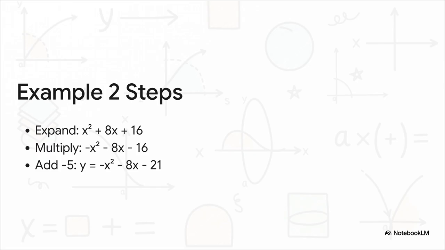Lastly, we add the negative 5 at the end. Negative 16 minus 5 is negative 21. So our final equation is y equals negative x squared minus 8x minus 21. See, systematically handling the steps makes even negative numbers a total breeze.